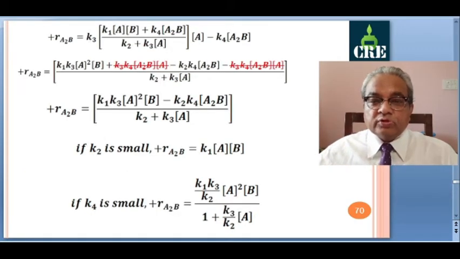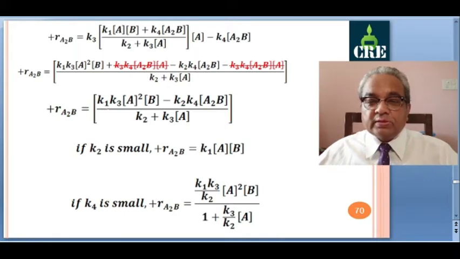So after this substitution, K1 K3 A into A is A square B, K3 K4 A2B into A, K2 K4 A2B, K3 K4 A into A2B. These two terms with plus and minus sign cancel out. So we get the rate of formation of A2B as this expression.